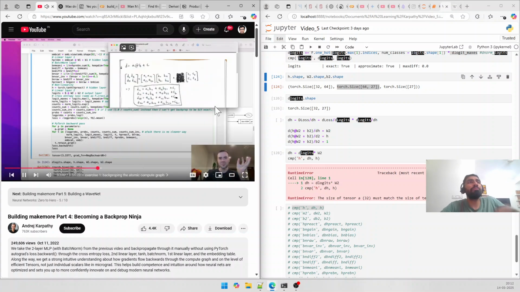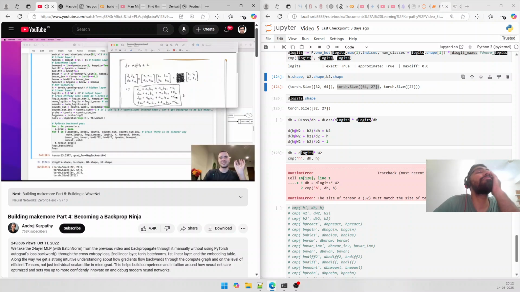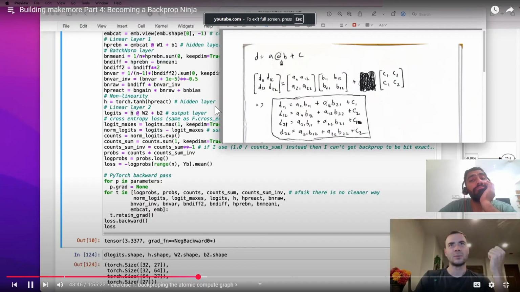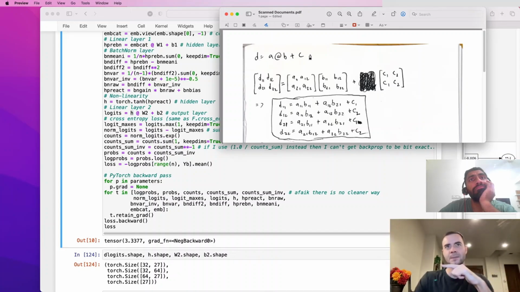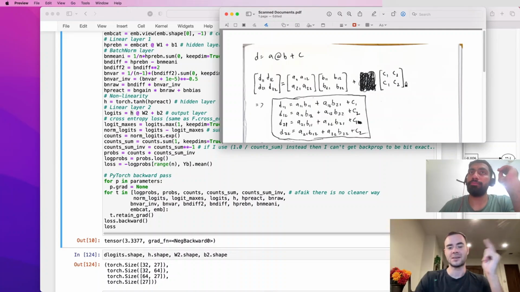So pardon the low budget production here, but what I've done here is I'm writing it out on a piece of paper. Really what we are interested in is we have A multiply B plus C, and that creates a D. And we have the derivative of the loss with respect to D, and we'd like to know what the derivative of the loss is with respect to A, B, and C. Now, these here are little two-dimensional examples of a matrix multiplication. 2 by 2 times a 2 by 2 plus a 2, a vector of just two elements, C1 and C2, gives me a 2 by 2.